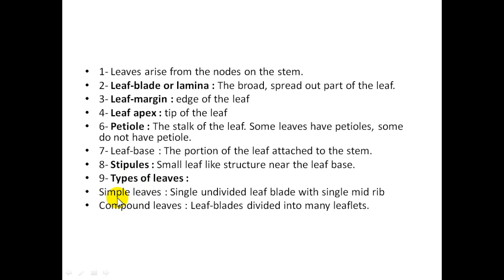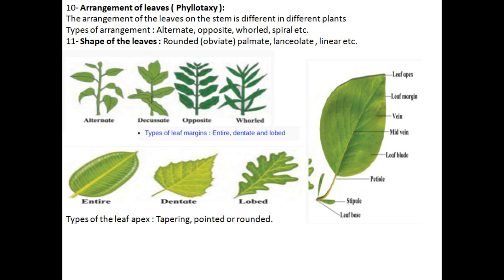Types of leaves: simple leaves, single undivided leaves, blade with a single midrib, and compound leaves, whose leaf blades are divided into many leaflets. ओके, सिंपल लीव्स उनको बोलते हैं जो उनकी लैमिना होती है, it is not divided and it has a thick simple midrib. That is called simple leaves. जिसकी लीफ ब्लेड डिवाइडेड नहीं होती उसको बोलते हैं सिंपल लीफ. कंपाउंड लीफ ब्लेड्स are divided into many leaflets, that is called compound leaf.